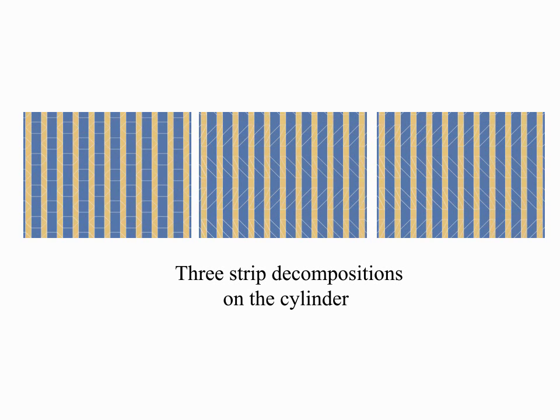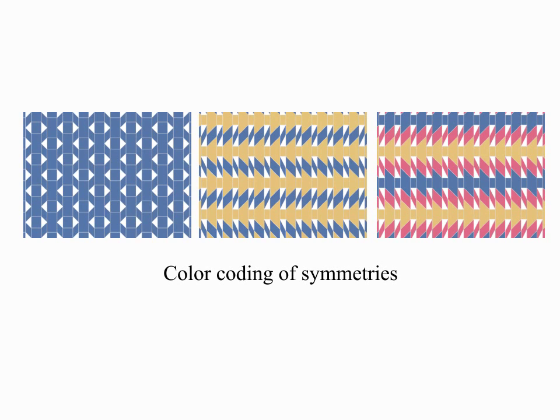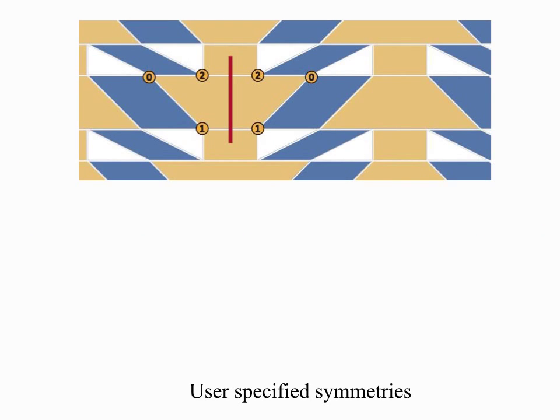Different strip decompositions lead to different feasible symmetries which can be observed when mapping the pattern onto a cylinder. We color code different symmetries. For example, for the yellow faces, we observe reflective symmetries with respect to a plane bisecting the face. Vertices with the same number have a symmetry relationship.